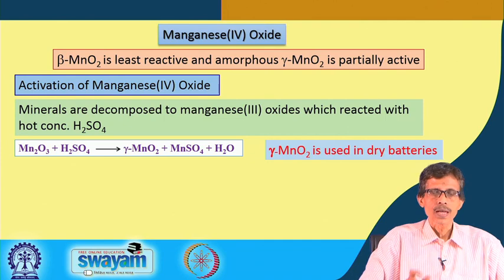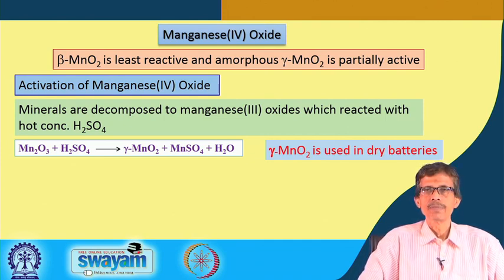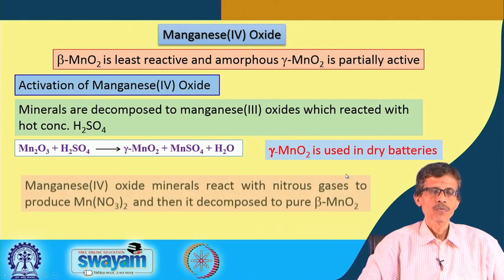And now this gamma form, the gamma MnO2, is used in making dry batteries. We are still using a huge amount of dry cell batteries for our purposes. So a large amount of this gamma MnO2, which we can produce through this particular process, can be consumed. The battery companies are very much interested in getting this MnO2 by doing this reaction for its production.